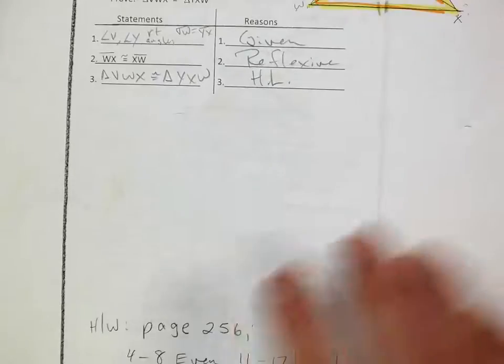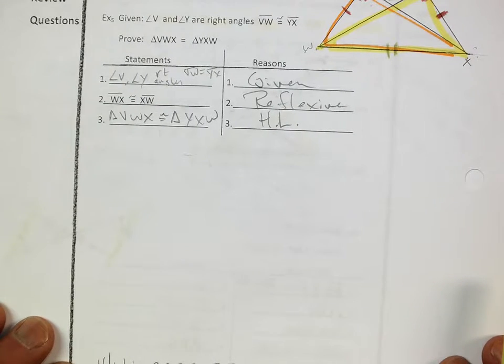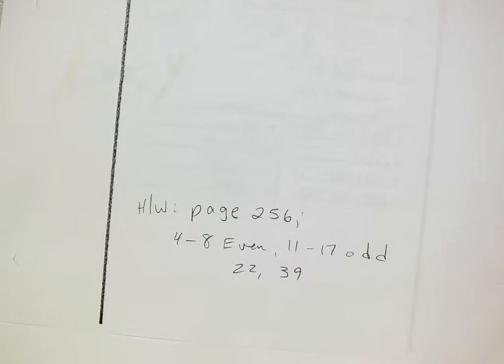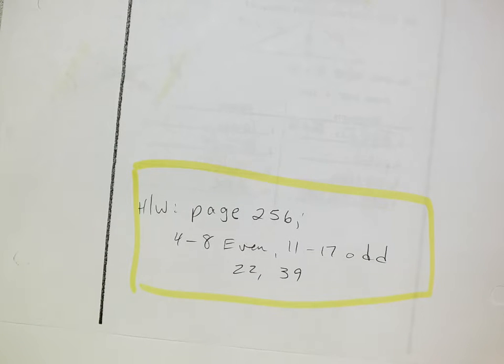Okay, so homework today. Page. Up. Sorry, Jaden. Give me thumbs up. So homework, page 256, 4 to 8 even, 11 to 17 odd, 22 and 39. Okay, not too bad.